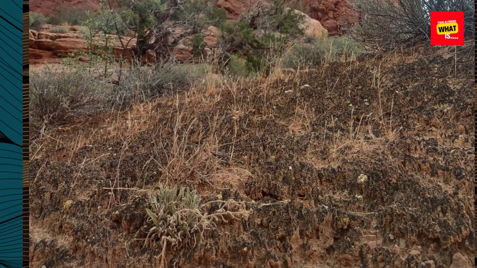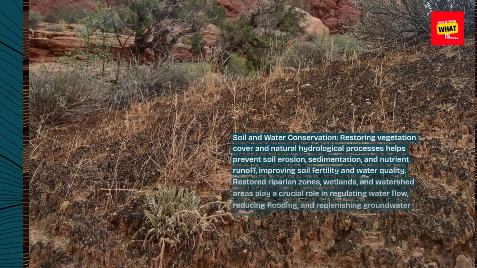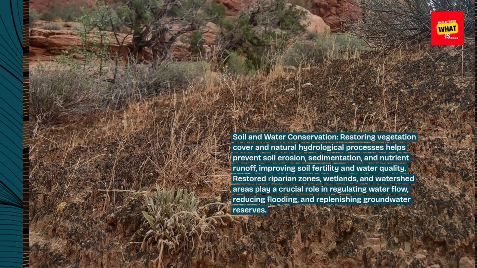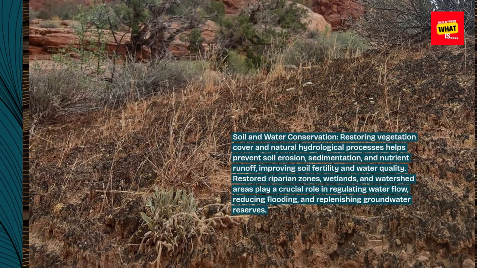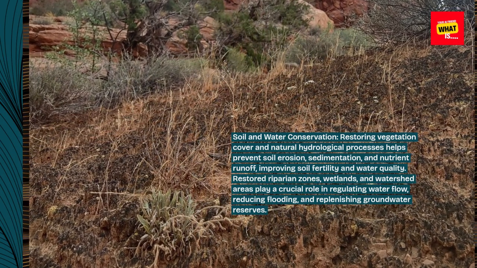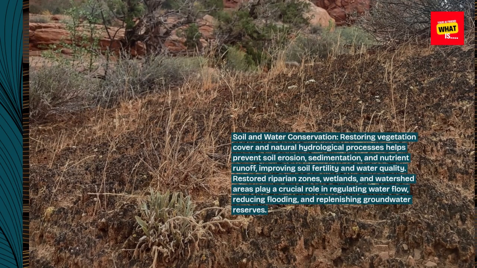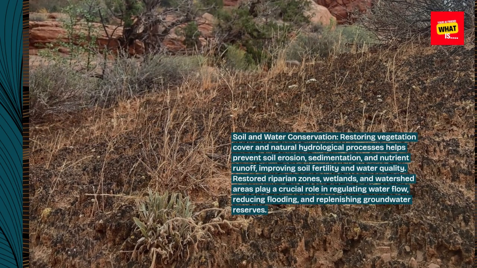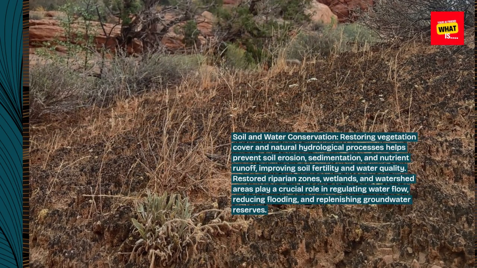Soil and water conservation. Restoring vegetation cover and natural hydrological processes helps prevent soil erosion, sedimentation, and nutrient runoff, improving soil fertility and water quality. Restored riparian zones, wetlands, and watershed areas play a crucial role in regulating water flow, reducing flooding, and replenishing groundwater reserves.